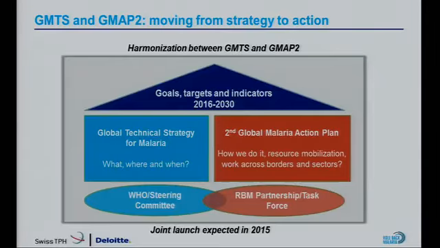So on this schematic representation, you can see how the two companion documents or materials work together. To your left, you can see the Global Technical Strategy for Malaria, working on the what, where, and when, and developed by the WHO Steering Committee. And to your right, the second Global Malaria Action Plan, or GMAP 2, developed by the RBM Partnership Task Force.